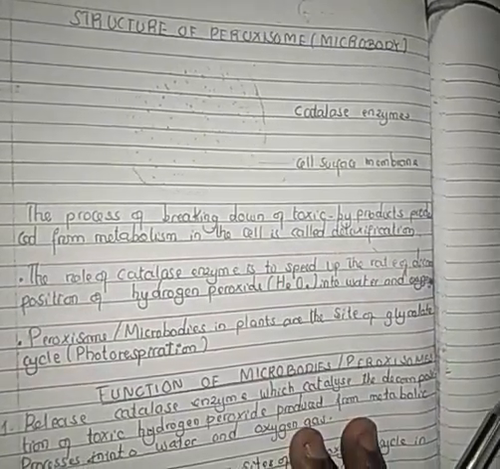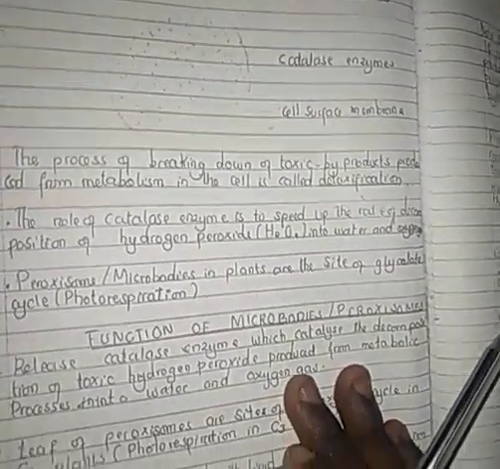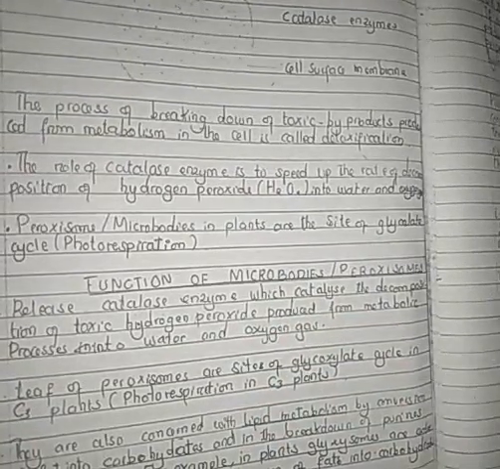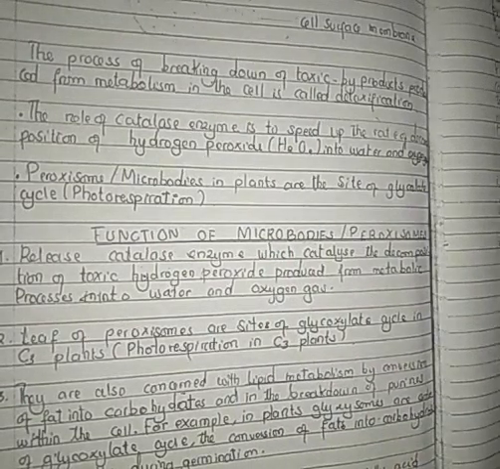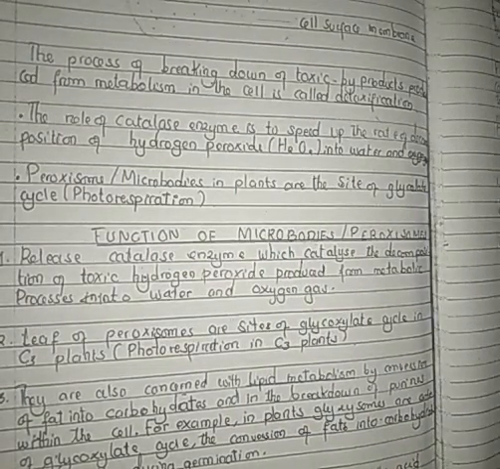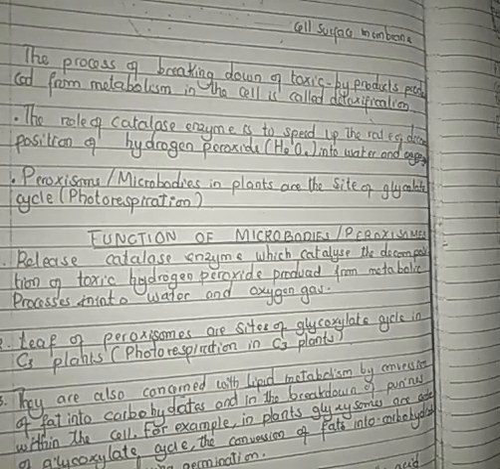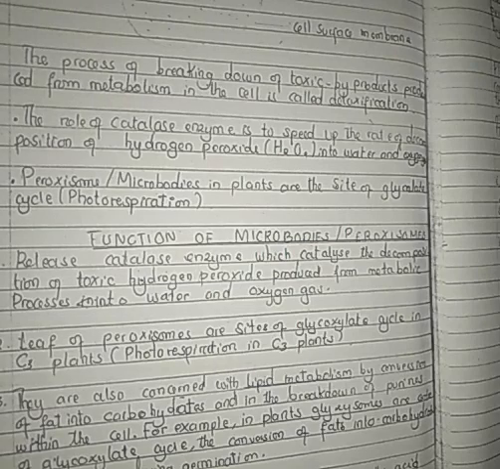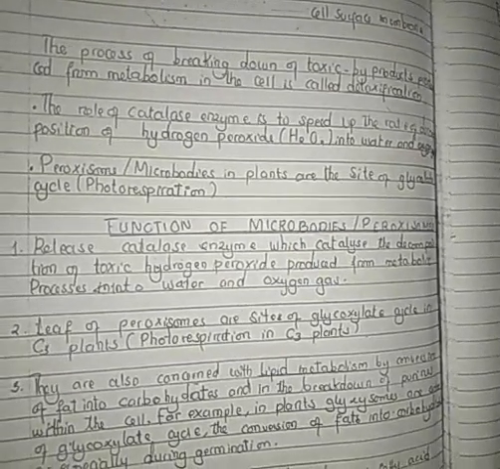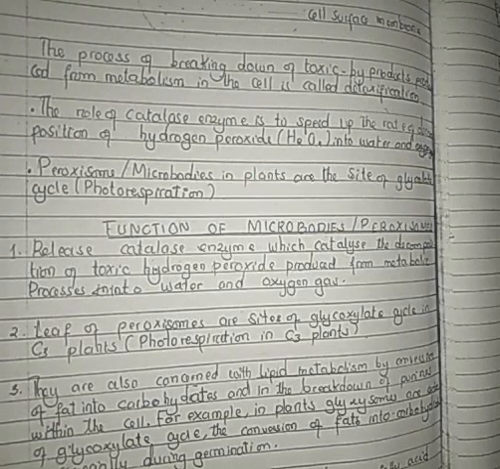The process of breakdown of the toxic byproducts produced in metabolism in the cell is called detoxification, because hydrogen peroxide is toxic. Making the toxic material nontoxic or harmless is what we call detoxification. The role of the catalase enzyme is to speed up the rate of decomposition of hydrogen peroxide into water and oxygen. Catalase speeds up the reaction, as we shall learn in biochemistry, that enzymes are biological catalysts.